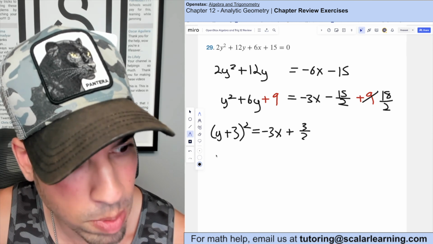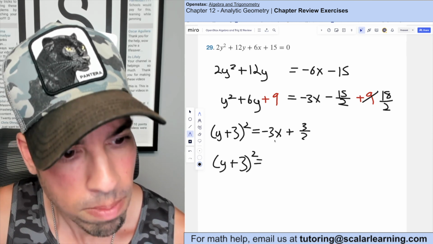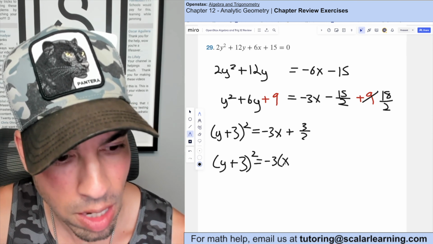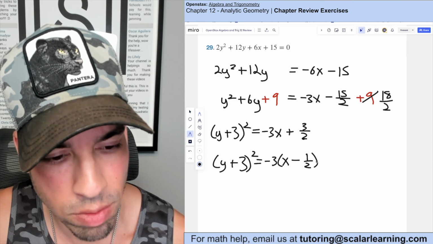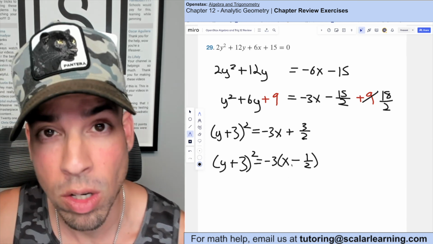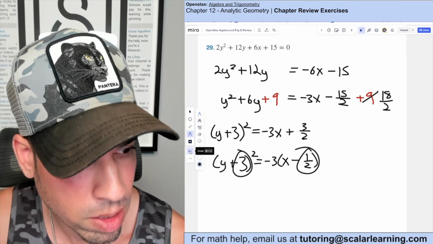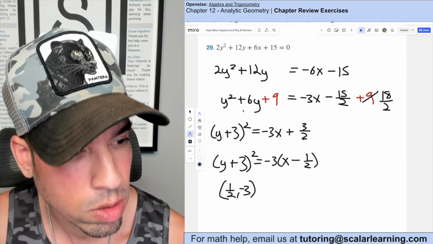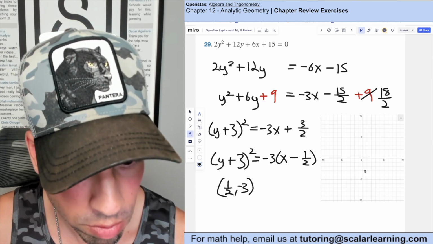Last but not least, to get this into our nice format, y plus 3 squared, and then I'm going to factor out the negative 3. So I got negative 3 times x minus 1/2, because negative 3 times negative 1/2 is positive 3/2. Okay, there we go. So now we're in good shape. Now I can give you that the vertex is the opposite of this, comma the opposite of this, which is 1/2, comma 3, negative, of course. So then as we start to graph this vertex, we've got 1/2, negative 3 right here.